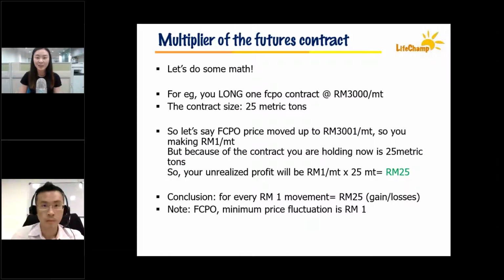Okay, so go back to the example just now. At 3,000, moving up by 1 ringgit means moving up by 1 tick, equal to 25 ringgit. Why 25 ringgit? Because the contract you are holding is actually 25 metric tons. So this is how we calculate the tick value.